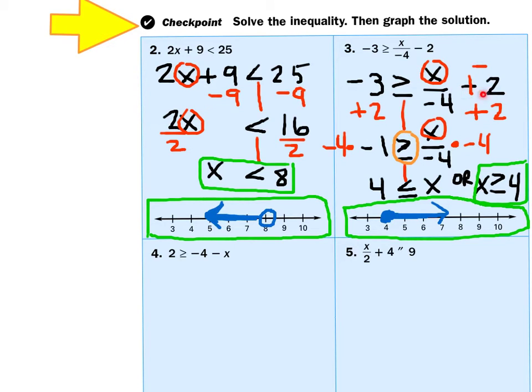Look at what's touching the circle, the adding negative 2. So I have to add a positive 2 on both sides of the wall. So negative 3 plus 2 gives me negative 1. I drop my symbol straight down. I drop the x over negative 4 straight down. And of course, negative 2 plus positive 2 destroy each other. They become 0 and disappear. Now, I have negative 1 is greater than or equal to x over negative 4.